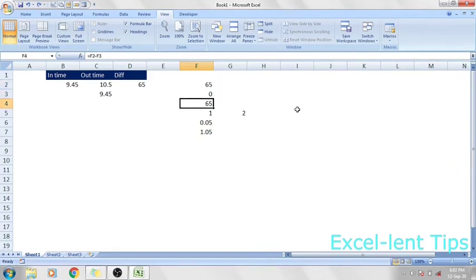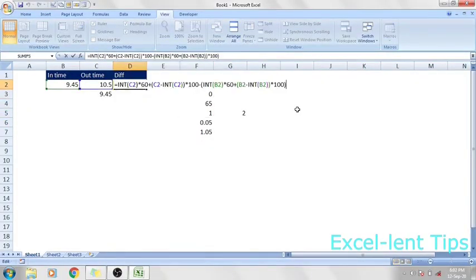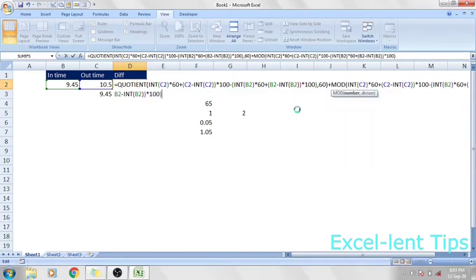Okay, now this 65 value I am changing by quotient and remainder. Okay, so for that copy this full formula. Before integer insert quotient of and the formula, comma, 60. And what am I doing? I am adding MOD of this formula, comma, 60, divided by 100.